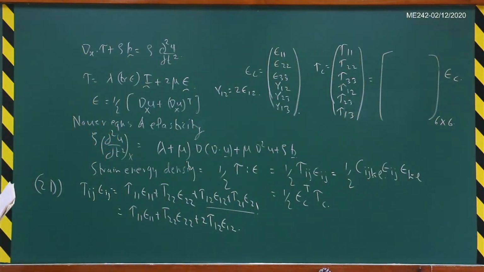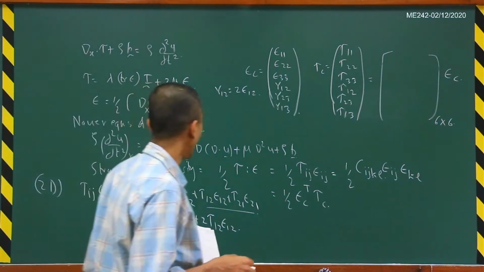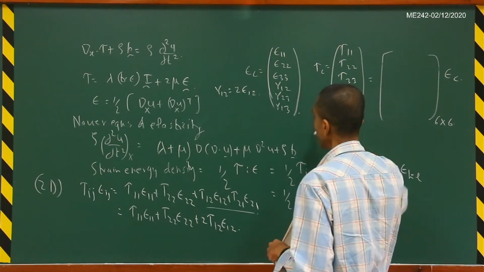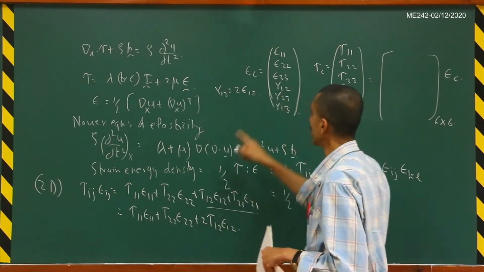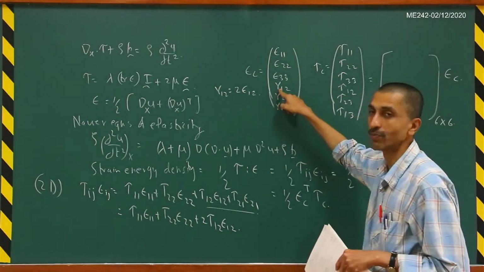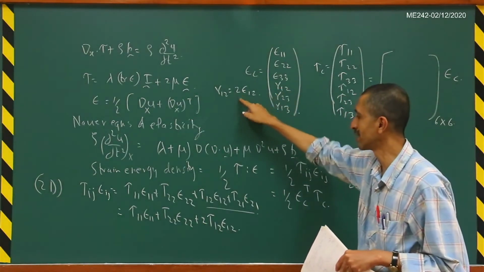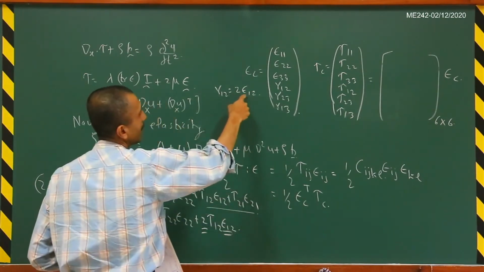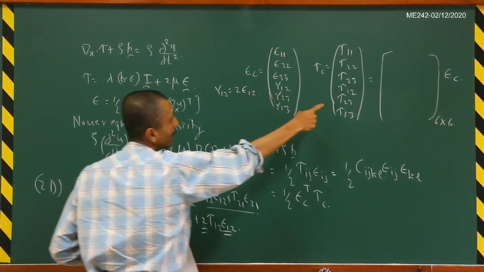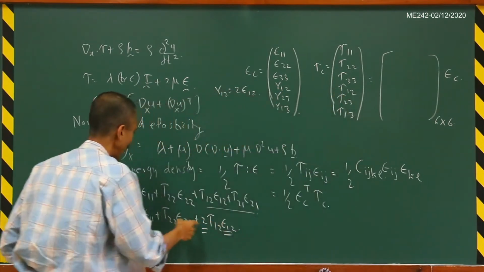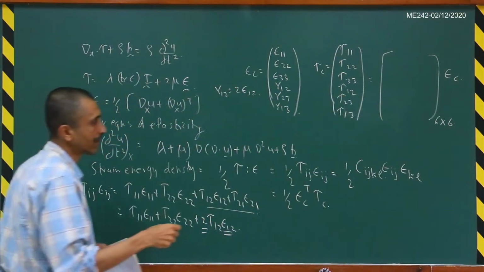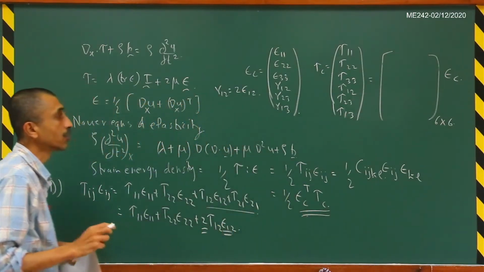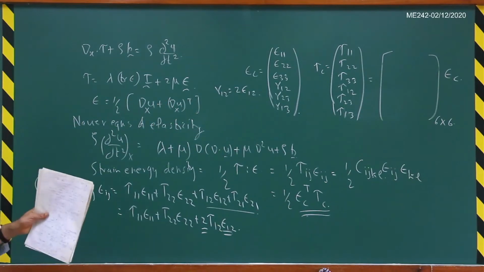When I write this tau c in this particular form, you will see that this 2 is absorbed in the gamma 1 2. So this 2 times epsilon 1 2, I am writing as gamma 1 2, and then I am multiplying it by tau 1 2, so that I get exactly the same product from this expression. So this is epsilon c transpose times tau c. That is the reason we need to introduce this engineering strain.